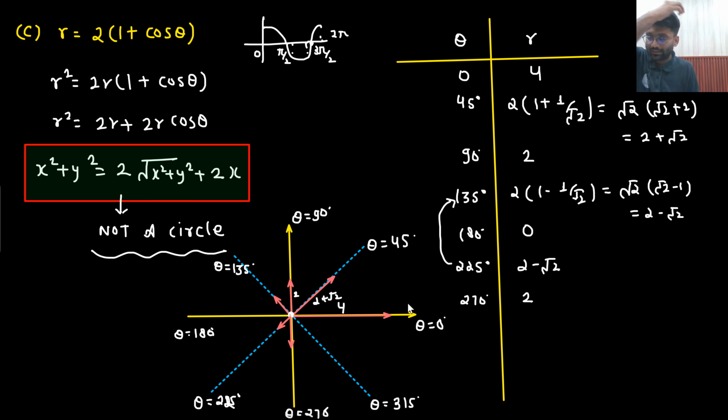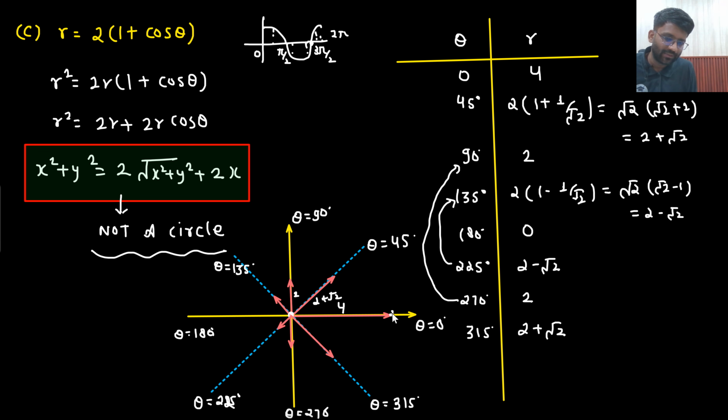When theta is 315 degrees, whatever happened at 270, the same happened at 90 degrees as well. When it is 315, the same thing that happened at 45 degrees would happen. The value will be 2 plus under root 2. And then at 360 degrees, you will again get back to this same point.